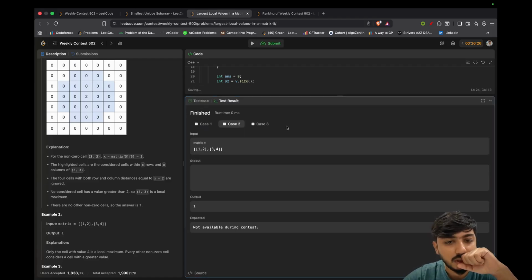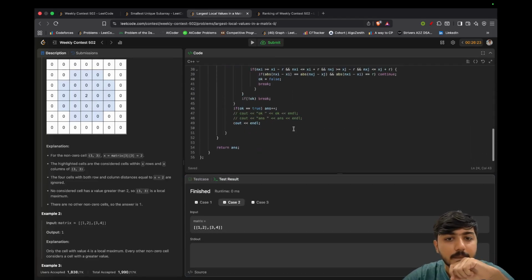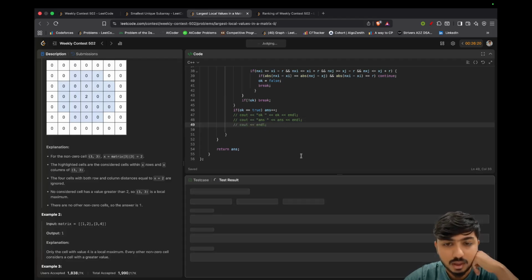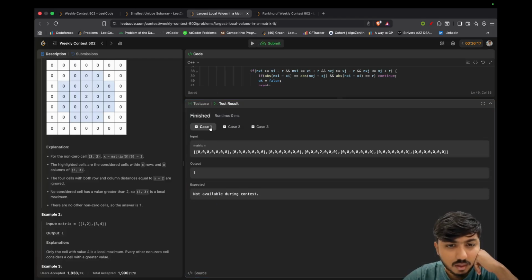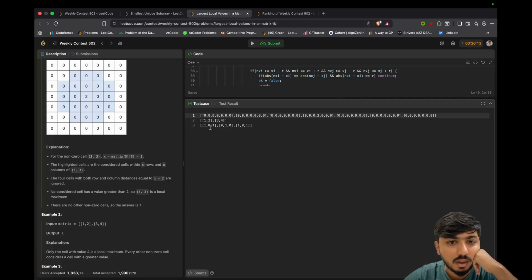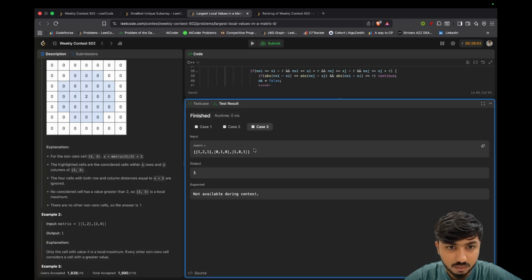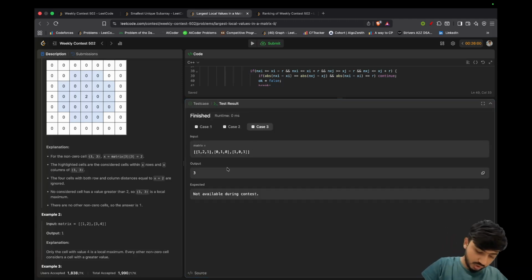This looks good to me actually. This looks good actually. 115. Can we, let me test. Let me make it 2 here. What we are getting now is 3. Let me check. We have 1 2 1. We have 0 1 0. We have 1 0 1. This is valid. This is valid.